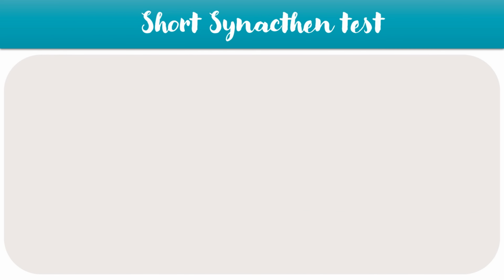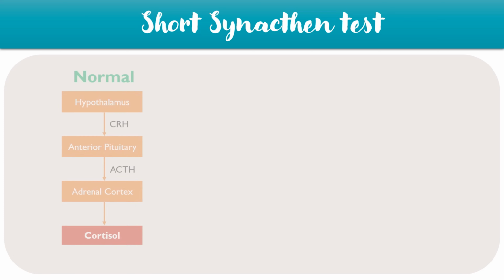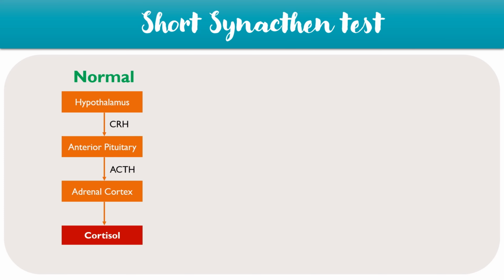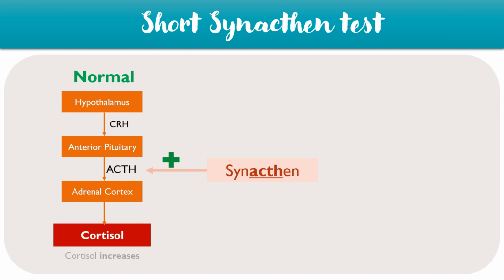Okay, so moving on to the short synacthen test, we have our normal HPA axis here, and we administer synacthen to the patient and measure the levels of cortisol before and after the test. Note that the name synacthen actually tells its function as well. It's simply synthetic ACTH. So when we administer synacthen to the patient, the levels of ACTH should go up, and the levels of cortisol should go up correspondingly. This is a normal test result.